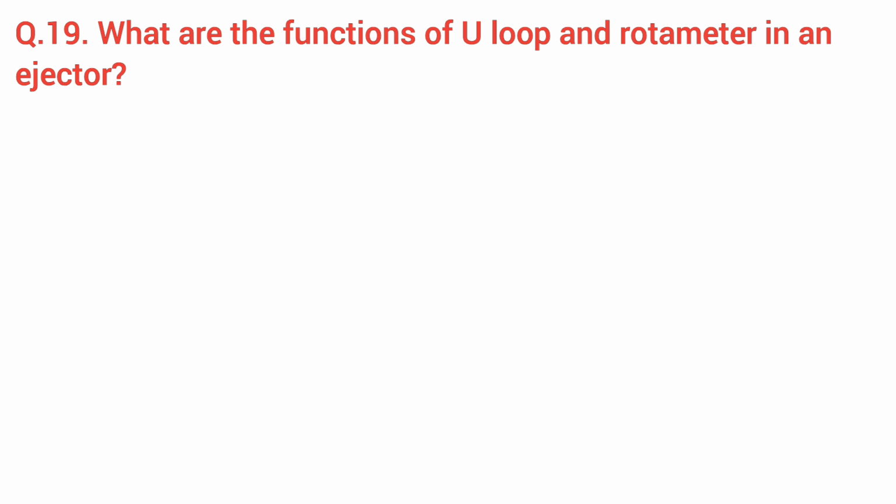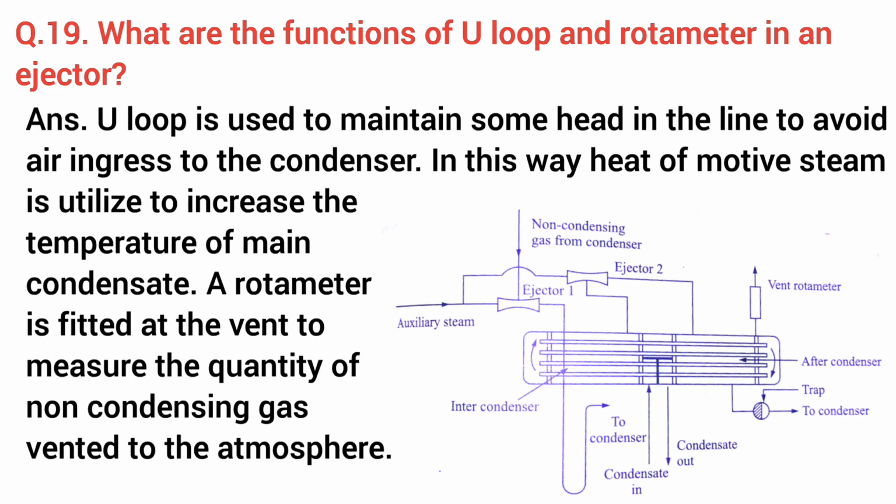What are the functions of U-loop and rotameter in an ejector? U-loop is used to maintain some head in the line to avoid air ingress to the condenser. In this way, heat of motive steam is utilized to increase the temperature of main condensate. A rotameter is fitted at the vent to measure the quantity of non-condensing gas vented to the atmosphere.